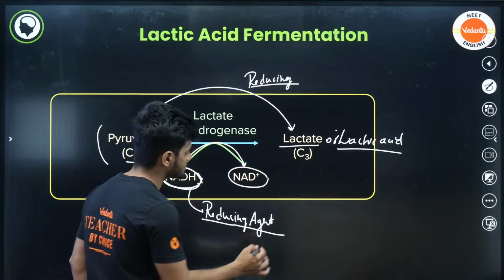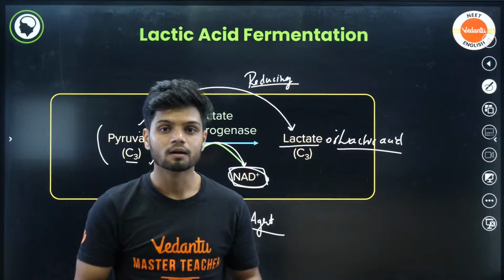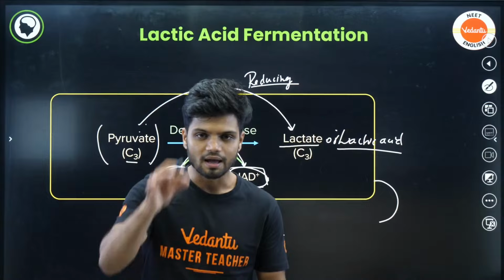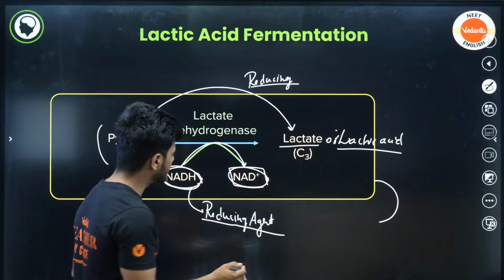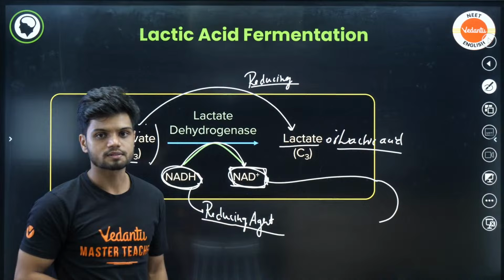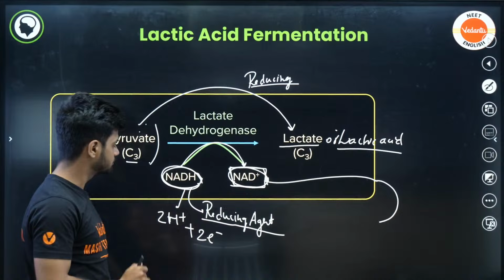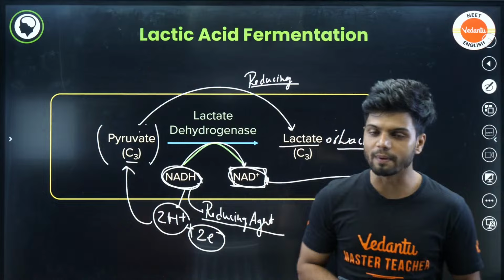And this NAD+ right here joins your glycolysis. In your glycolysis, we were converting NAD+ to NADH. If the NADH keeps on accumulating, will there be a problem? Yes, sir, there will be a problem. That's why this NAD+ goes back to your glycolysis. And what is released here? H+ is released, plus electrons are released. These electrons and H+ are taken up by your pyruvate.